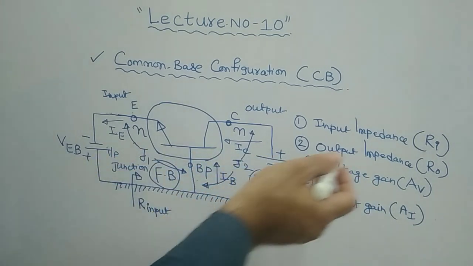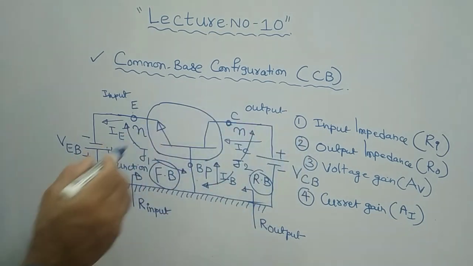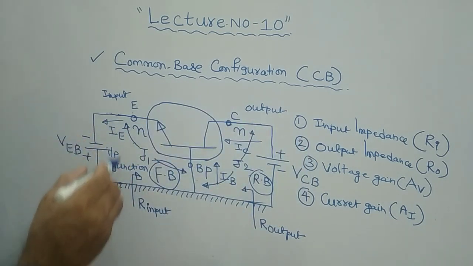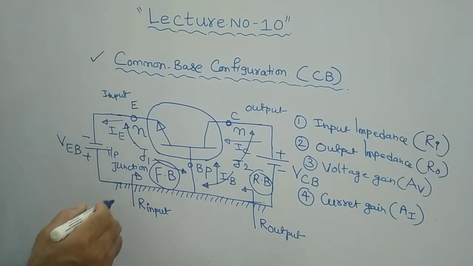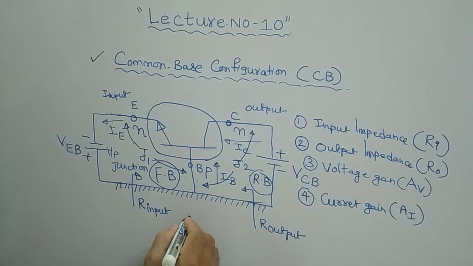So if you see it mathematically, R_i is measured at the input side only. So what is R_i actually? What is Ohm's law? Ohm's law states that V is equal to I into R. Clear? This implies that R is equal to V by I.